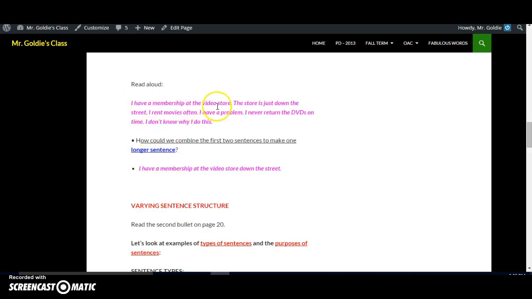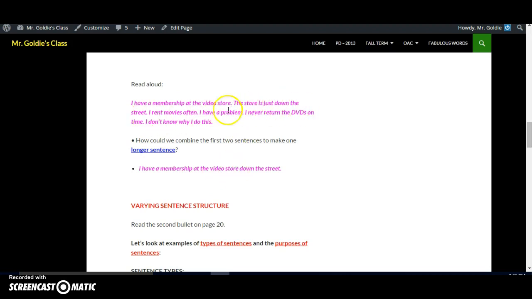For example, I have a membership at the video store. The store is just down the street. We could do this. I have a membership at the video store down the street. What did I take out? Pause the video and look. You would notice that I took out the period and I took out the store is just. We don't need to say the store again because I already introduced that subject here or that destination here. You don't need to say store so close together. So just say I have a membership at the video store down the street.